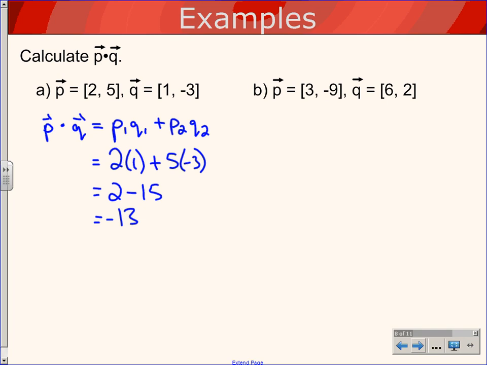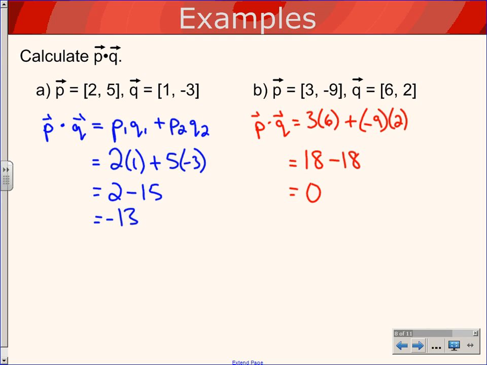We'll try the same thing for this example, and I'm not going to write the formula down again if that's okay. First component of the first vector times first component of the second vector. So 3 times 6 plus minus 9 times 2. And we get 18, take away 18, we get 0. That's much more interesting. The minus 13, who cares? But to get P dot Q equals 0, we just finished proving that if that happens, those two vectors have to be perpendicular. That's actually a really important characteristic for us, especially later when we start getting into lines and planes in three-dimensional space. Knowing if things are perpendicular is really helpful.